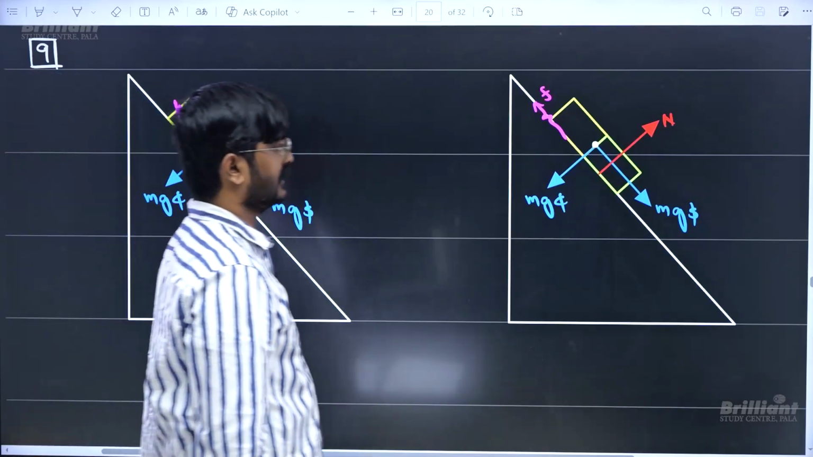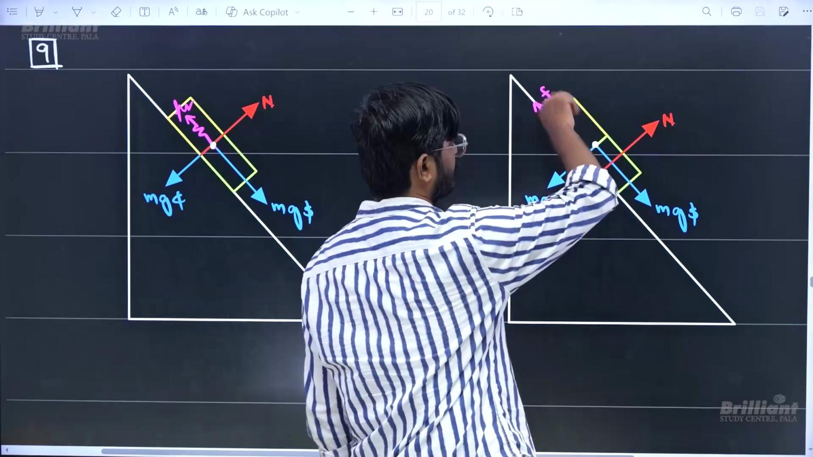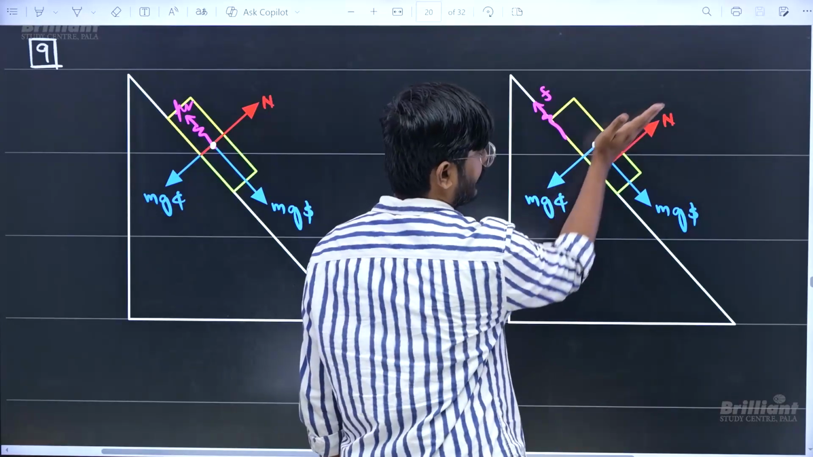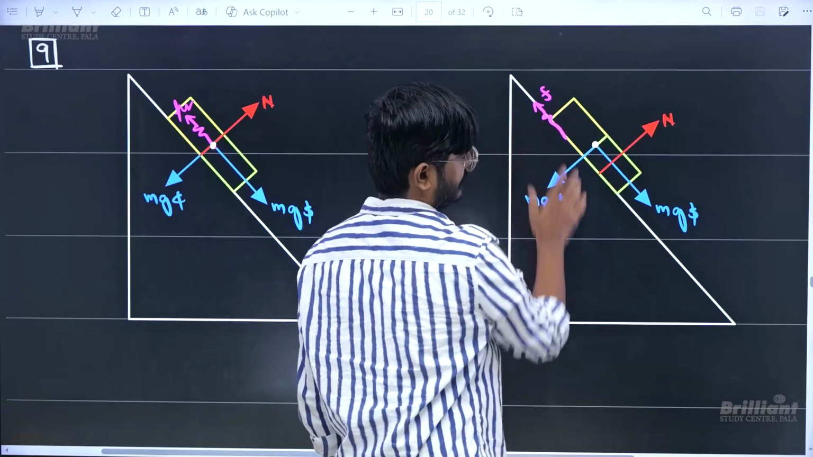In a similar fashion, as this is in equilibrium, if you take net torque 0 about the center of mass, torque due to friction should be balanced by torque due to normal. For that, effectively normal will be acting here. So you can understand that more normal is acting here rather than here.